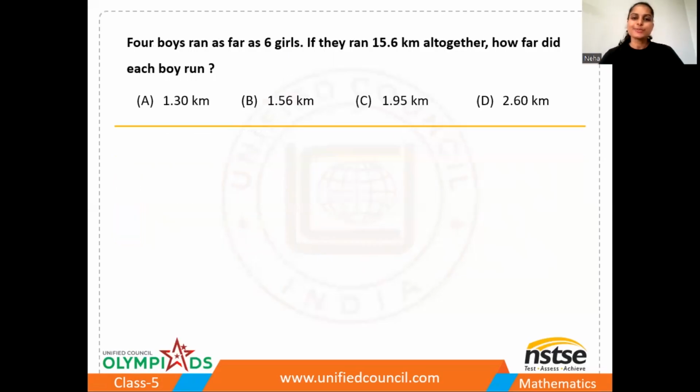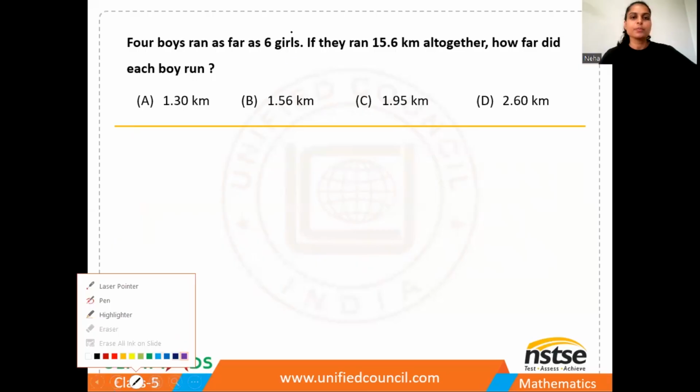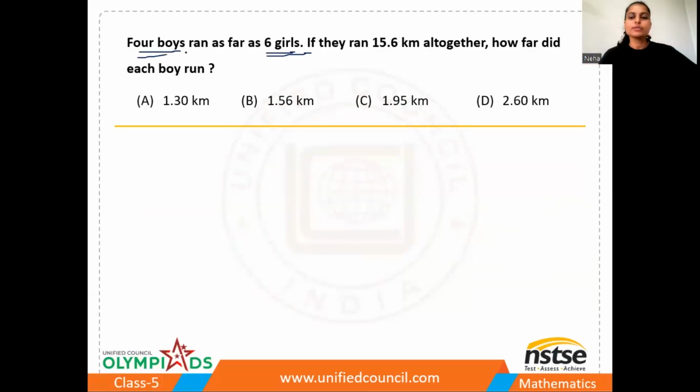Alright. Now the next question. The next question is that 4 boys run as far as 6 girls. So 6 girls is equal to 4 boys, right? If they run 15.6 kilometers altogether, how far did each boy run? That means the distance covered by 6 girls is equal to the distance covered by 4 boys. Clear? Now, altogether they run 15.6 kilometers.